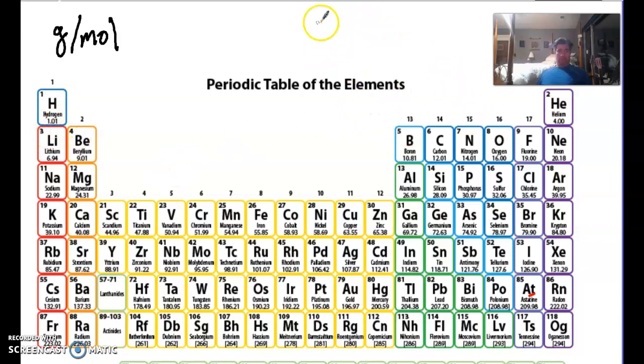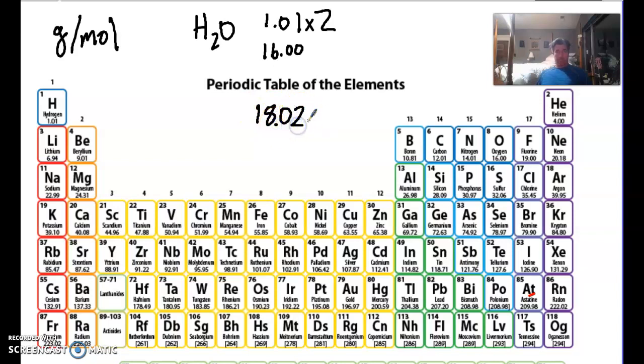If you have a mole of water molecules, H2O, right? You have two hydrogens, 1.01 times 2. There's two of them. And then one oxygen, you have 16.0 times 1. Okay, so that's 2.02 plus 16 gives you 18.02, right? Grams per mole.